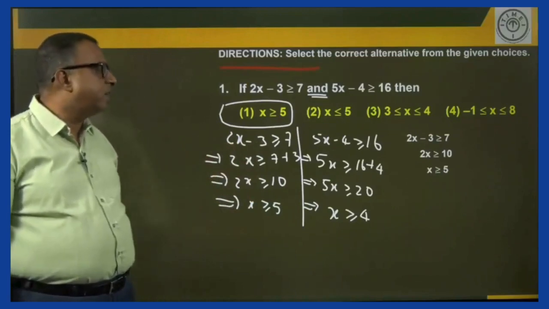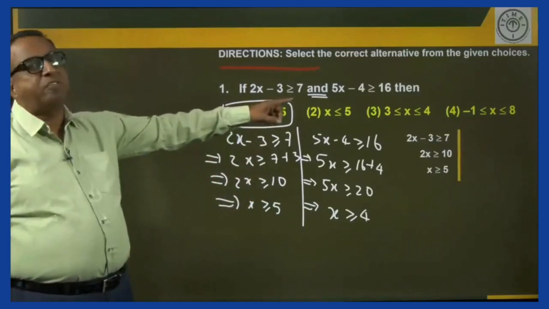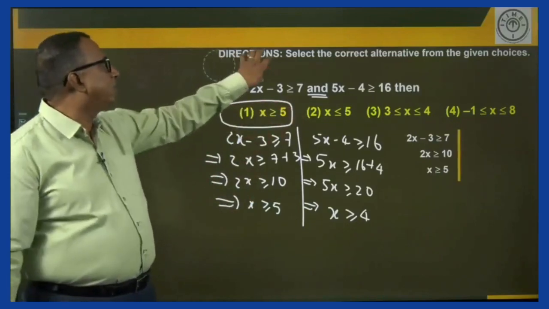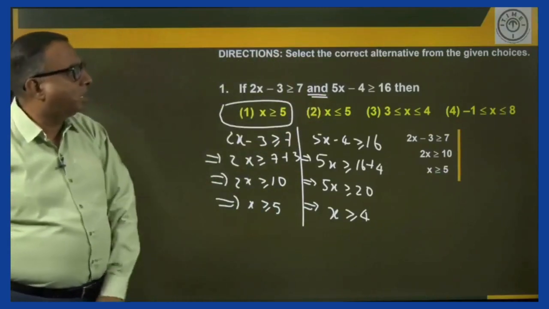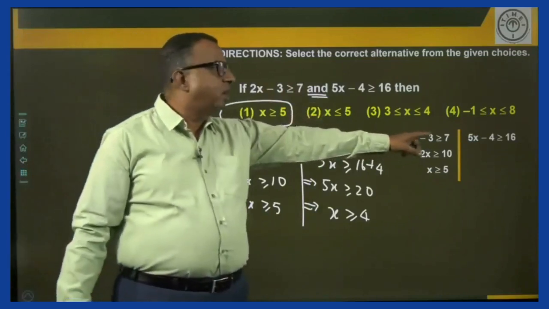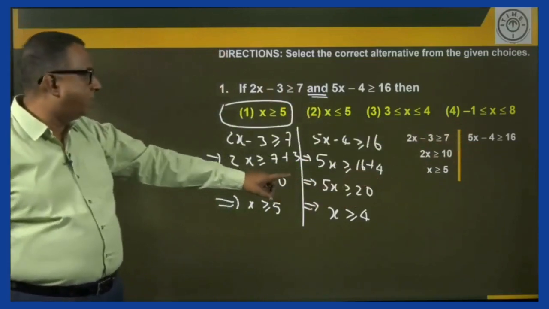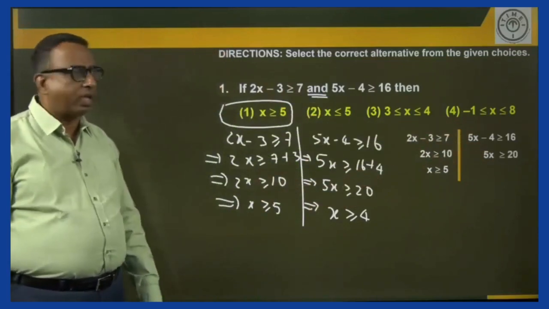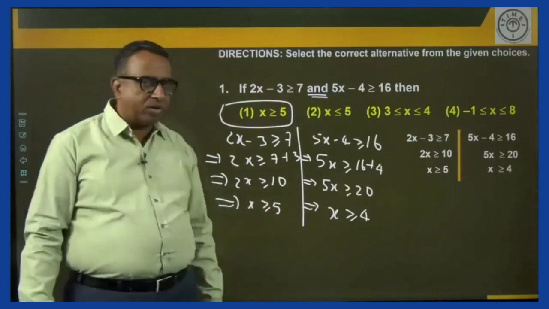Okay, that's the first thing. The second thing, you have 5x minus 4 greater than or equal to 16. Take that 4 to that side. If you take that 4 to that side, 4 plus 16 is 20. 5x greater than or equal to 20. What is the next step? x greater than or equal to 4.